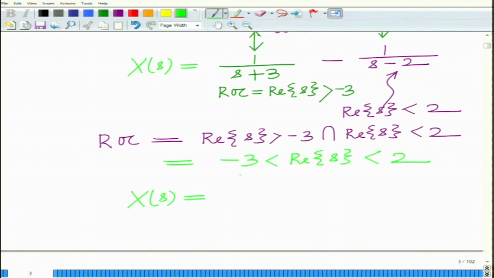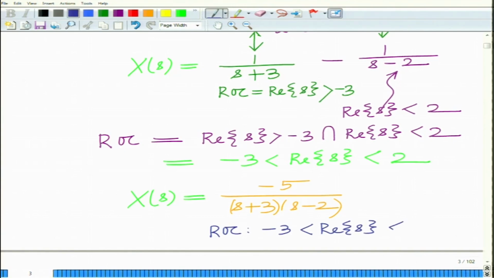Therefore, X(s) is equal to, well, s minus 2 minus s minus 3, that is minus 5 divided by s plus 3 into s minus 2, and the ROC for this is minus 3 less than real part of s less than 2, that is the corresponding ROC, region of convergence for this Laplace transform. So, the Laplace transform is minus 5 over s plus 3 into s minus 2, and the corresponding ROC is minus 3 less than real part of s less than 2.